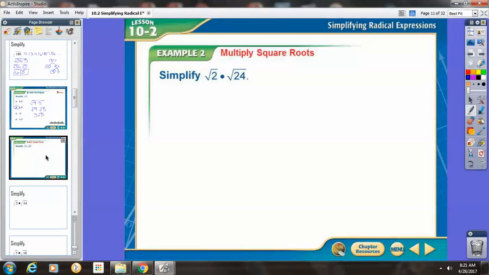So I'm multiplying these two radicals. I could go ahead and multiply them together under the same radical. And 2 times 24 is 48. Now, could we simplify this? Is there a number that goes into 48 that's on our list? I believe so. What goes into 48 that's on our list?